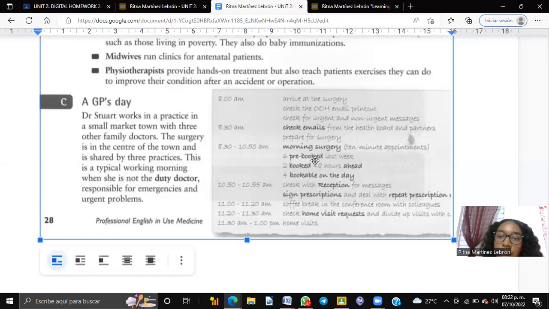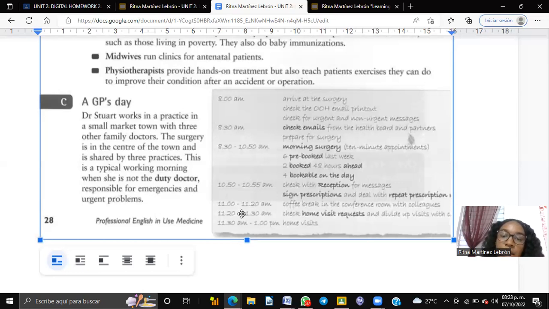Six pre-booked last week, others booked 48 hours ahead, and some on the day. 10:15 to 10:55 a.m.: check with reception for messages, sign prescriptions and those with repeat prescriptions.